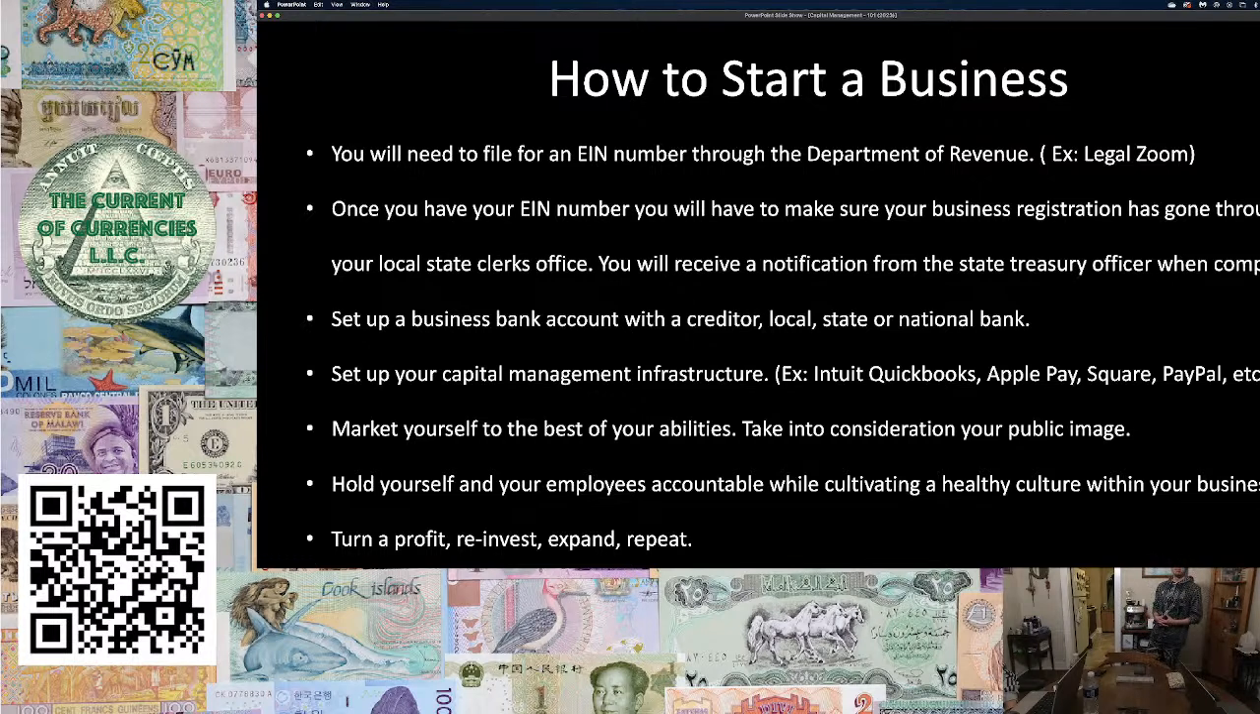You're going to set up your capital management infrastructure. Are you doing your taxes through Intuit QuickBooks? Are you doing your payment systems through Apple Pay, Square, PayPal? Again, you have to look into the actual organization of what you're going through to see what's going to be most beneficial for your wallet at the end of the day. I love using Apple Pay. It's just really convenient. I can get something like Square and then have my Apple Pay transactions go through that. It makes doing business with people easy and simple because my payment methods just go right through, and then they hit my accounts.